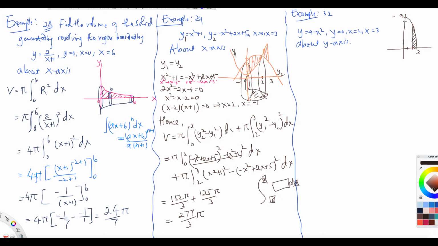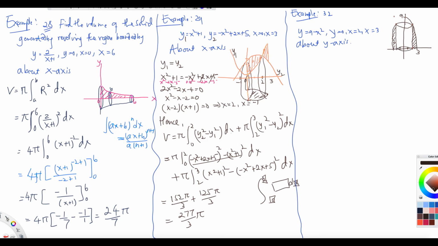You are rotating about the y-axis. How does that look? If you rotate this piece around the y-axis, it will look about like this. It will come down here, and then like this. You see that? If you rotate this, then the solid looks like this.